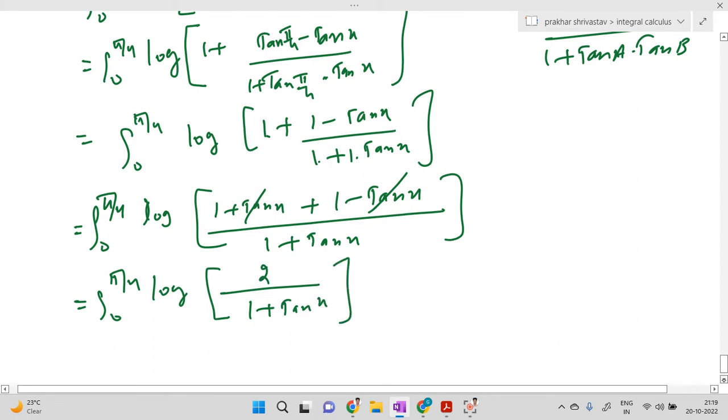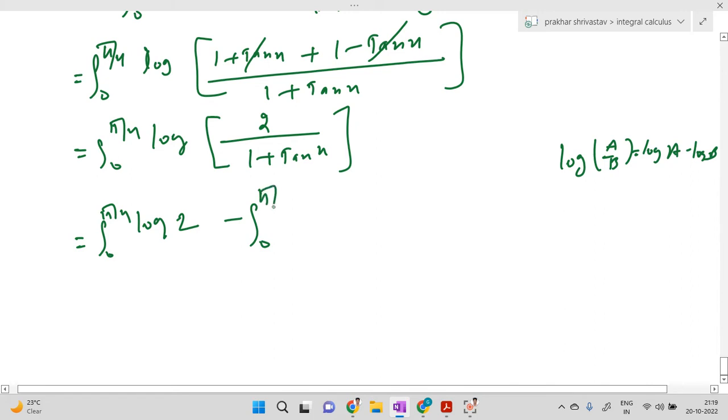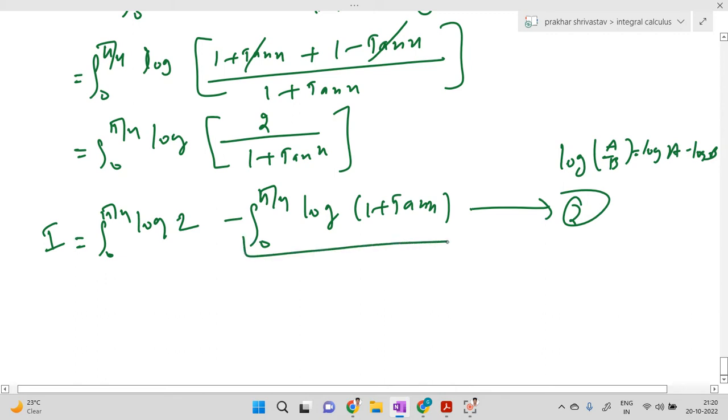So it is log of 2 by 1 plus tan x. Now, what I can do, what is log of a by b equals to log of a minus log of b, ठीक है। It is equals to integral 0 to pi by 4 log 2 minus integral 0 to pi by 4 log of 1 plus tan x. So this is equation number 2, and log of 1 plus tan x is your I, right?